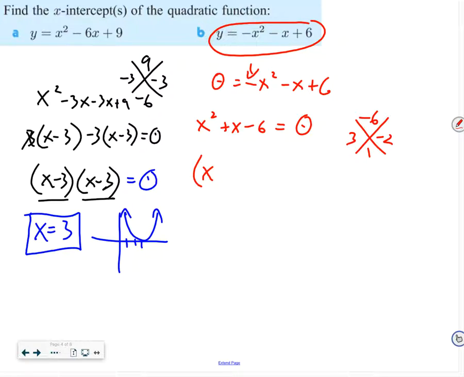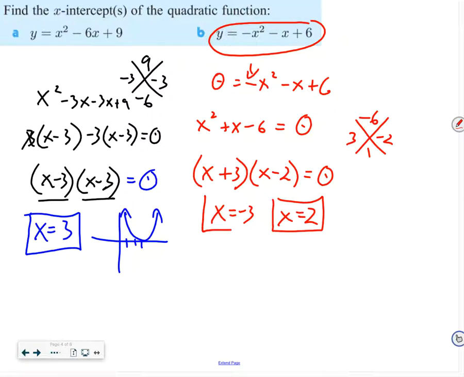Using my shortcut for factoring, I know this is going to be x plus 3 and x minus 2 equal to 0. That gives me two solutions: one when x is equal to negative 3 from the first factor, and one when x is equal to 2 from the other. And these two are my x-intercepts.